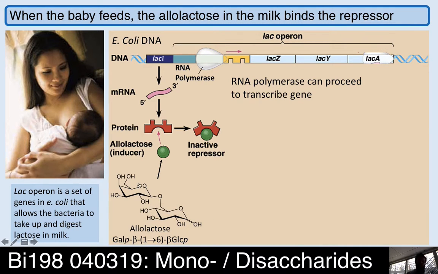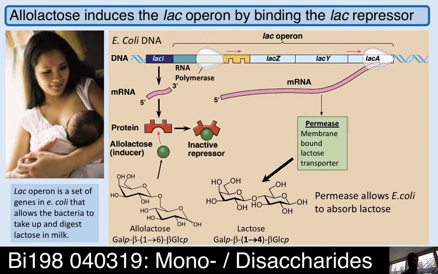But it can absorb allolactose. That allolactose binds to this repressor. The allolactose is called an inducer. When it binds to it, it inactivates that repressor, and then now the polymerase can begin transcribing the lac operon gene. All right, so it's going to move its way along the DNA. It's going to make some RNA that's going to lead to proteins. First of all, permease. This is a membrane-bound transporter so that the bacteria can now take up the lactose.